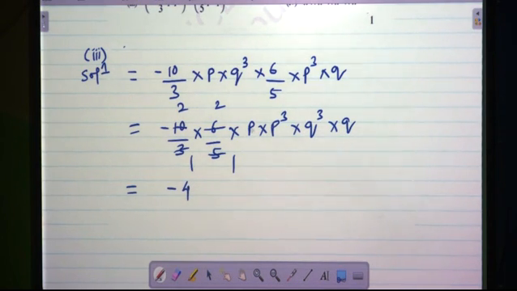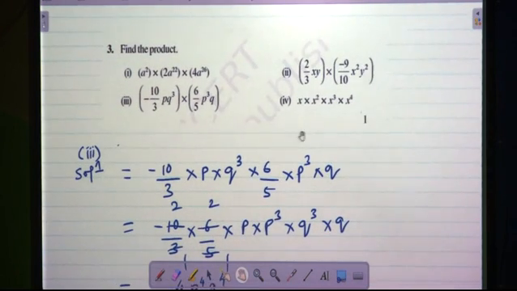What about the remaining variables? p into p cube becomes p raised to 4, and q cube into q becomes q raised to 4. So the final answer is minus, sorry, minus 4 p raised to 4 q raised to 4. This is the answer. Let us see the last one.